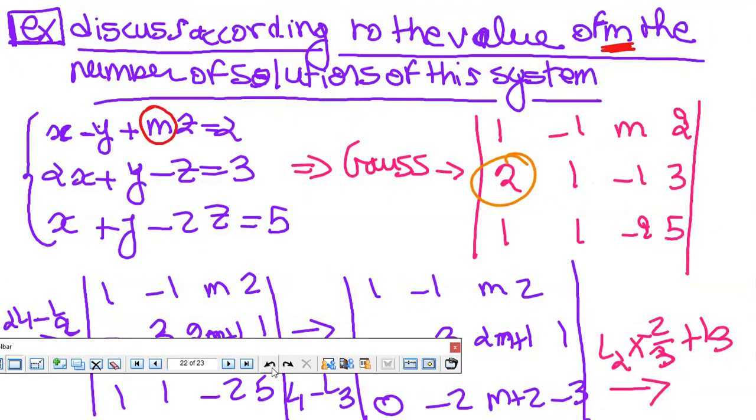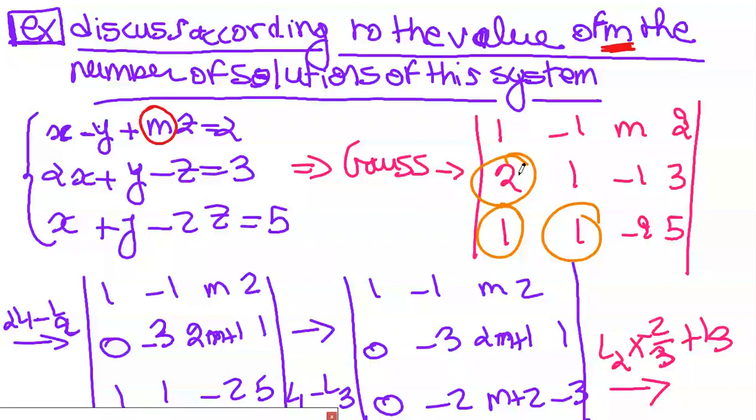My objective is to make this and this zeros, and once I have those zeros I can start to discuss. First I want to focus on making this one zero, so I will multiply the first line by 2 minus the second line, 2L1 minus L2. So 2 times 2, 2 times 1, 2 minus 2 is 0, 2 times minus 1 minus 2 minus 1 minus 3, 2m plus 1, and 4 minus 3 is 1.